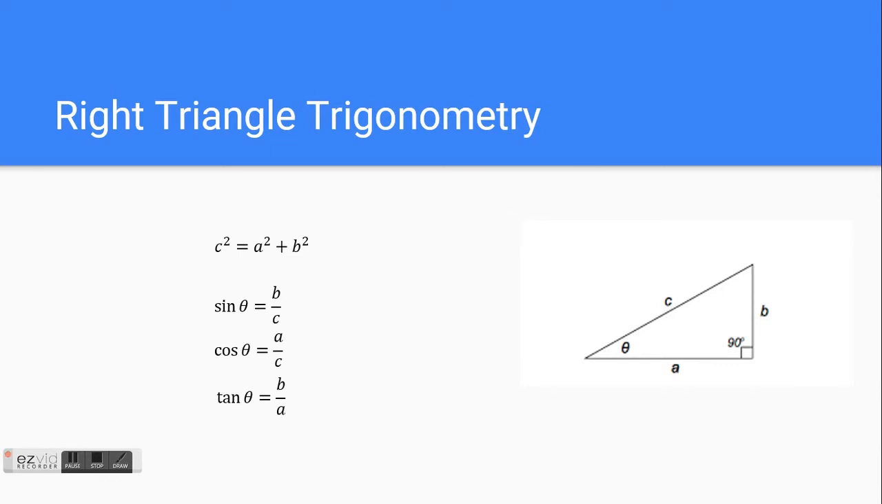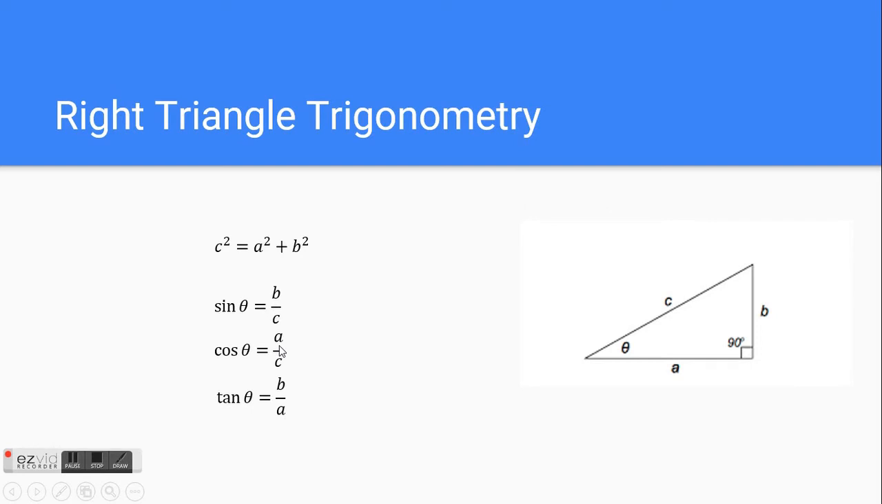Pythagorean's theorem, c squared equals a squared plus b squared. So the sum of the squares of the two sides equals the hypotenuse squared. And the definitions of sine, cosine, and tangent. Sine equals opposite over hypotenuse, cosine equals adjacent over hypotenuse, and tangent equals opposite over adjacent. Of course, here I have them in terms of my triangle, where we have A, B, and C. B is the opposite side to the angle, A is the adjacent side, and C is the hypotenuse.